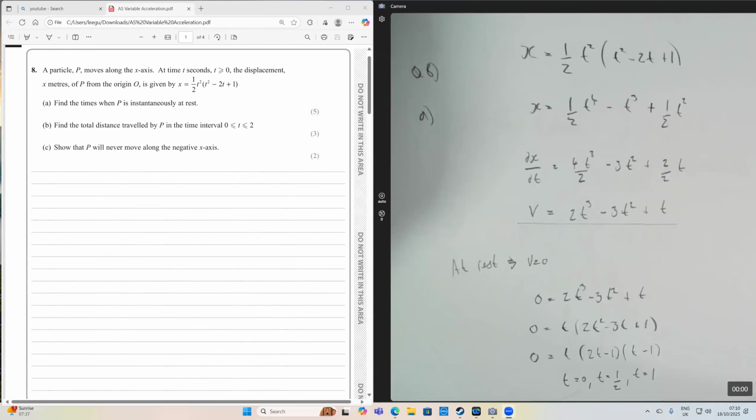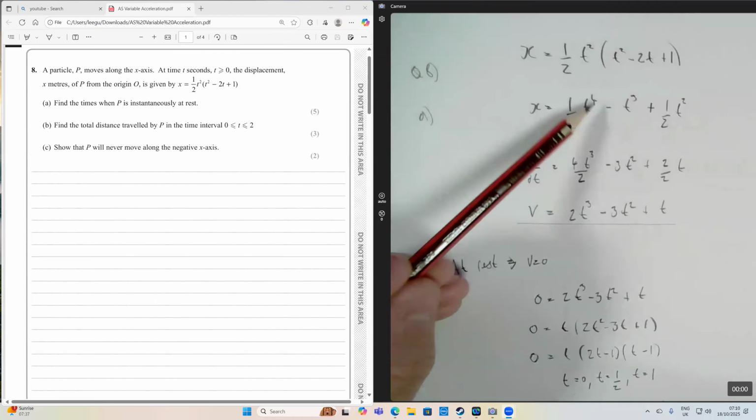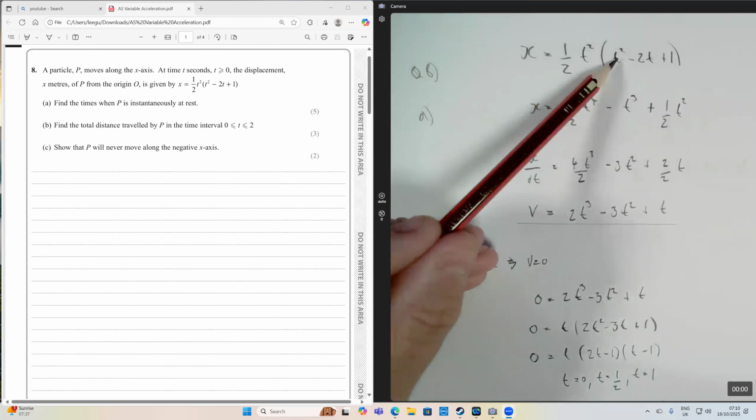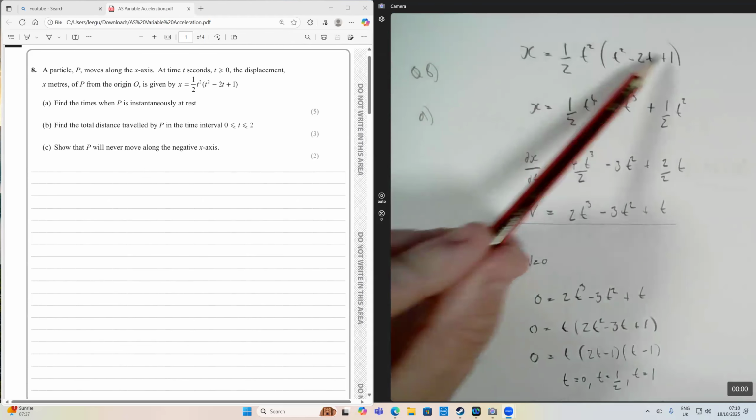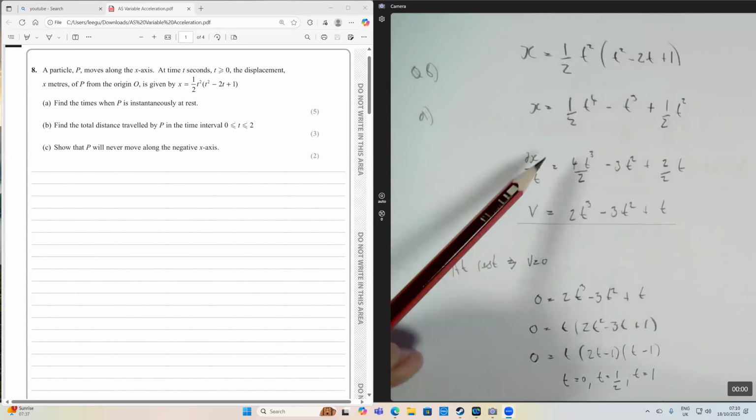Find the times when P is instantaneously at rest. This is a really nice 5 marks. So something is instantaneously at rest when its velocity is equal to 0. So what we need to do is simply expand the formula, so basically expand the brackets, and then differentiate.